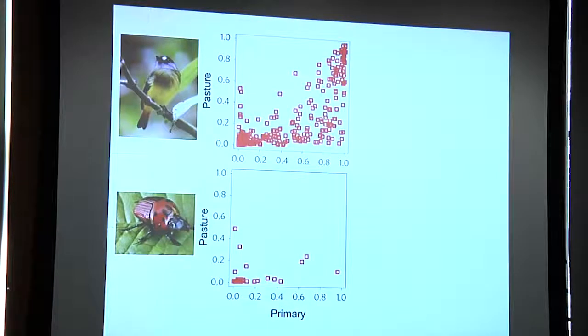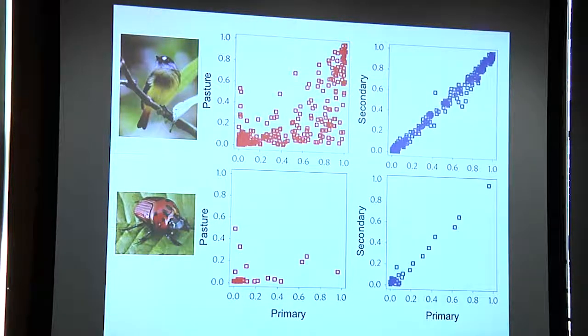In the context of biodiversity, we've now plotted our species occurrences, their abundances in primary against pasture, and we don't see a pattern really. When we do the same thing for secondary forest, we now see that if you're common in a forest, primary forest, you're also quite common in a secondary.